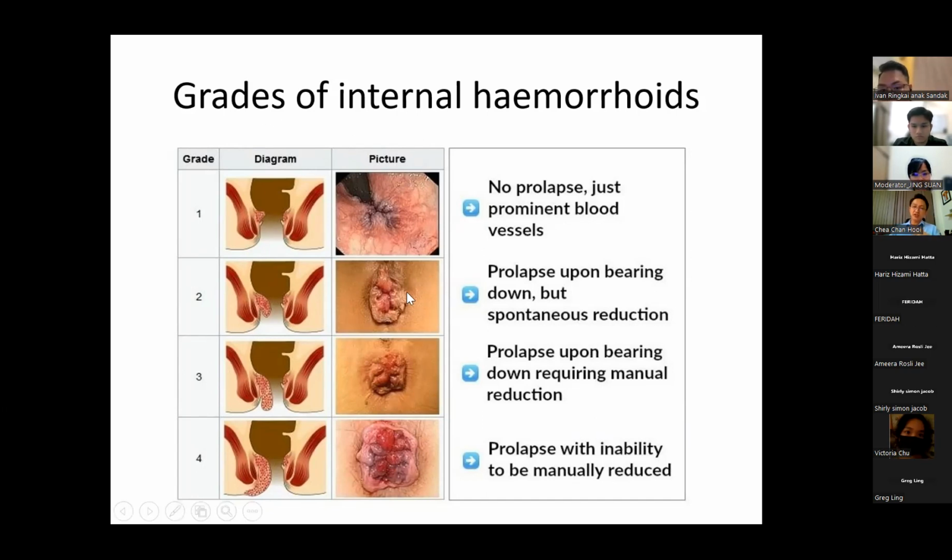Probably when they strain, it might drop out a bit, but it's more located internally. Whereas in grade 1, there are no signs externally, and it can only be seen during colonoscopy as small cushions. This is located inside the anorectal canal.